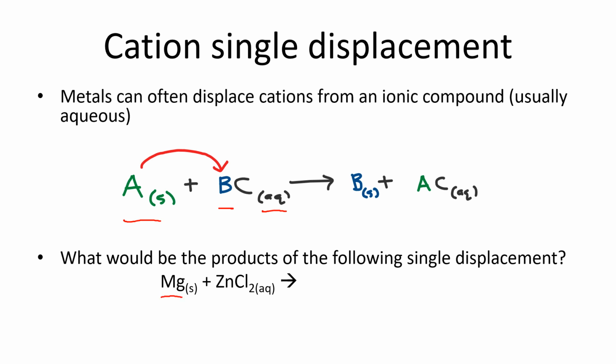You just find the element that is on its own, and you bump out the similar element in the compound. So this is a metal, so I'm going to take out the metal in this compound. So we're going to end up with the magnesium with the chlorine, and that's the new compound. And the other product is going to be the zinc all by itself being displaced.